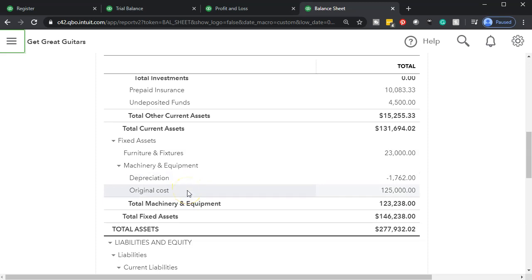You would expect the original cost to be on top, depreciation to be on the bottom, and be called accumulated depreciation. Why is it in this reverse order? Because we're using the fixed asset accounts for both the accumulated depreciation and fixed assets as the account type. And depreciation happens, and then within that account type, it's in alphabetical order.